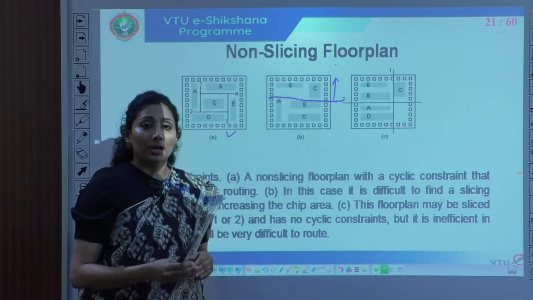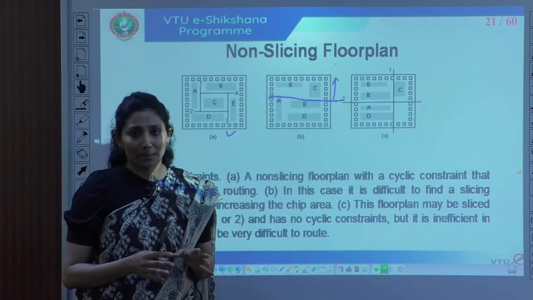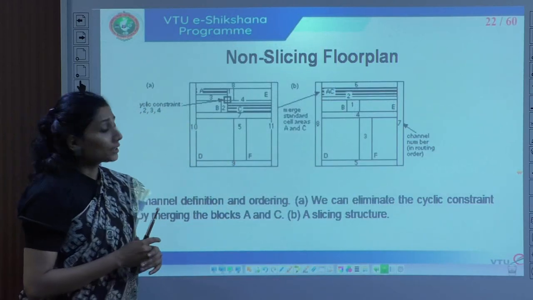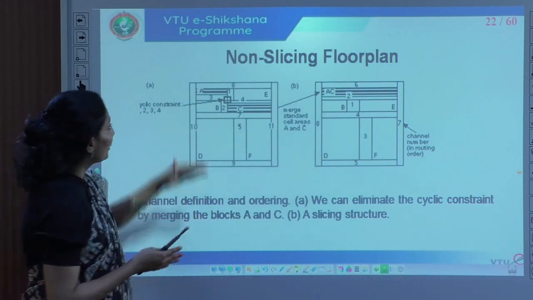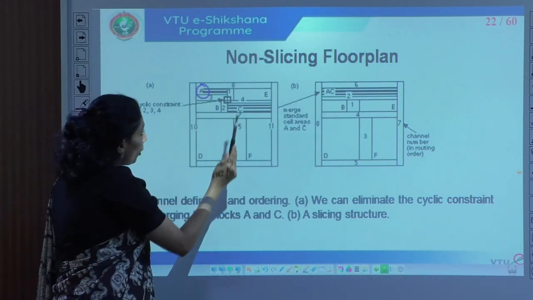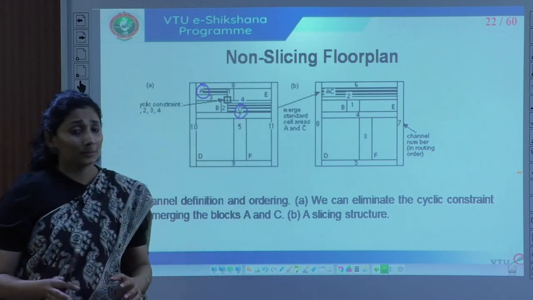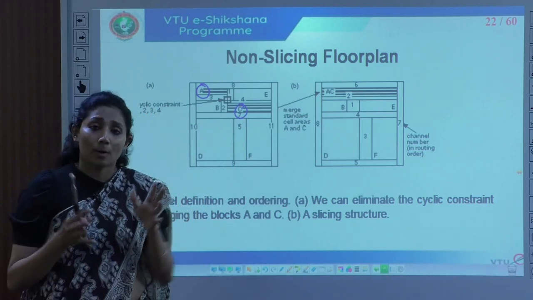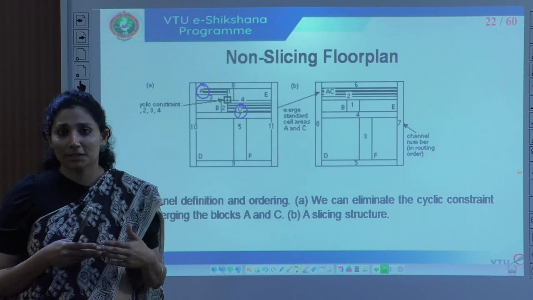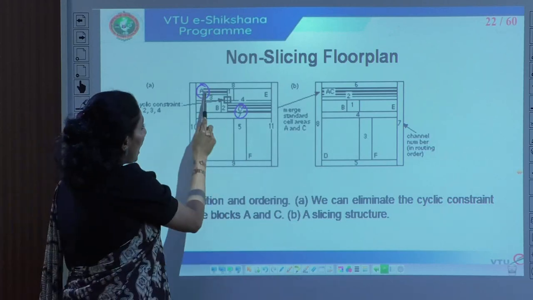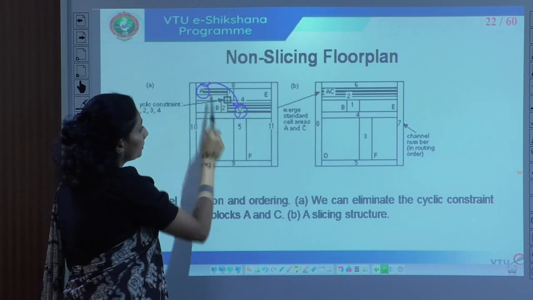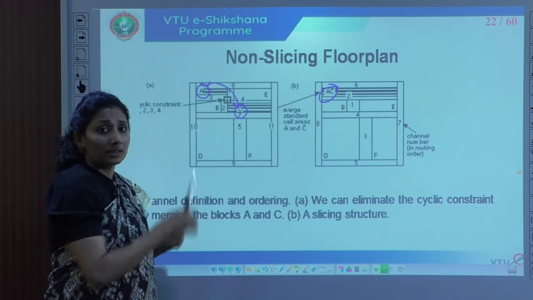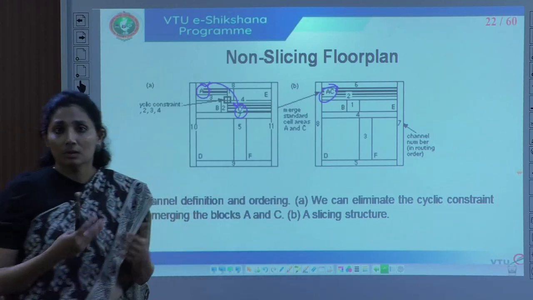So it's always better to have the floor plan be slicing type. See, this is a non-slicing floor plan. If you look at this example, you have a module A here and a module C here, and it's completely non-slicing type, so routing congestion is very common in such cases. To avoid that, they had to merge the A and C modules together and convert the entire floor plan from non-slicing to slicing type, and then do the routing.